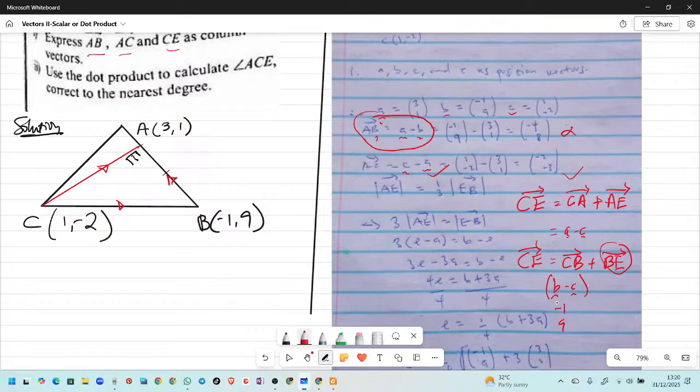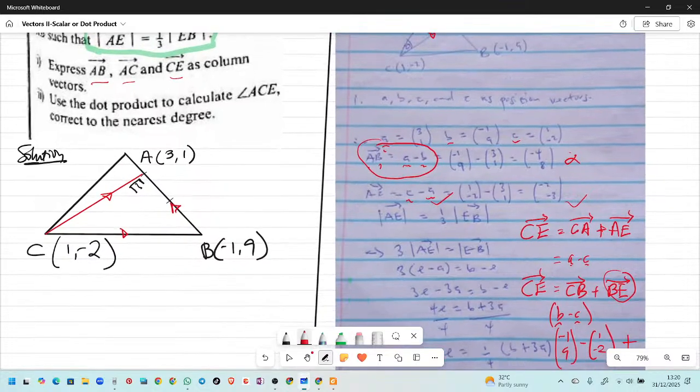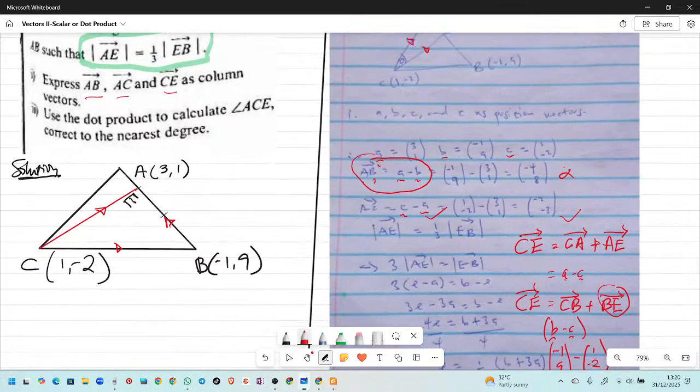Negative 1, 9 minus C, 1, negative 2. Then you add it to BE. But we know that BE is going to be the negative of that one, because you are going to pass through a negative direction, since they gave you a straight direction here. A to E is 1/3 of E to B.